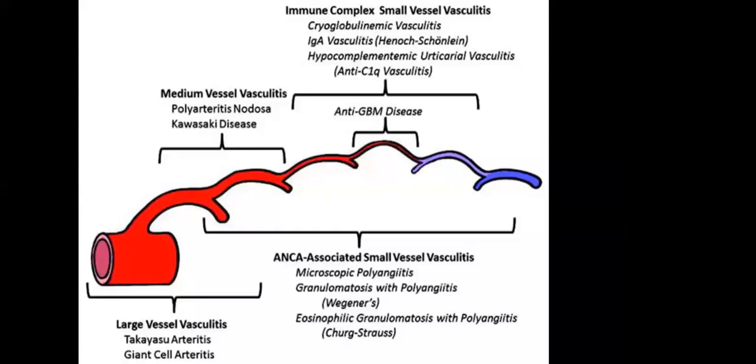There are many disorders. We have immune complex small vessel vasculitis, which is immune mediated. The underlying pathology is immune complex deposition, like cryoglobulinemia, IgA vasculitis (Henoch-Schönlein purpura), or hypocomplementemic urticarial vasculitis. And we have ANCA-associated small vessel vasculitis, like microscopic polyangiitis, granulomatosis with polyangiitis (Wegener granulomatosis), or Churg-Strauss syndrome.